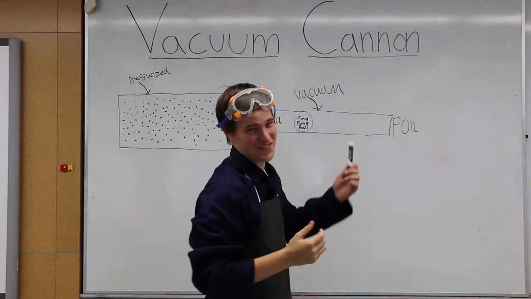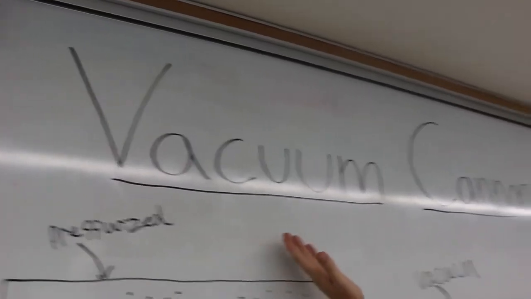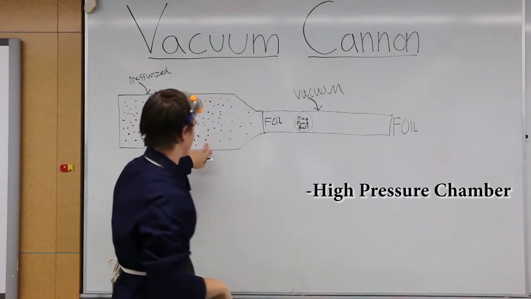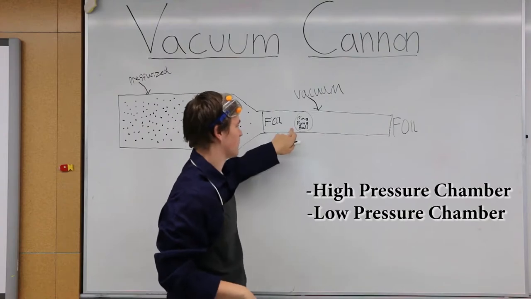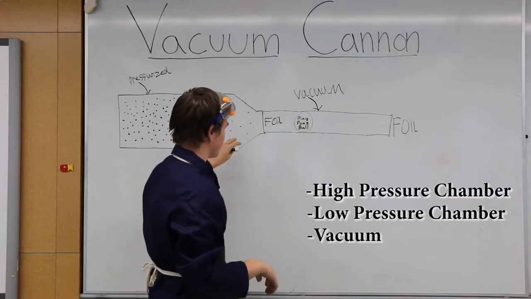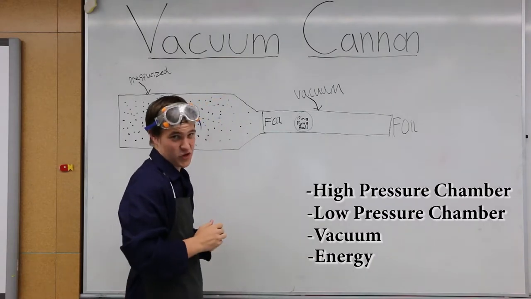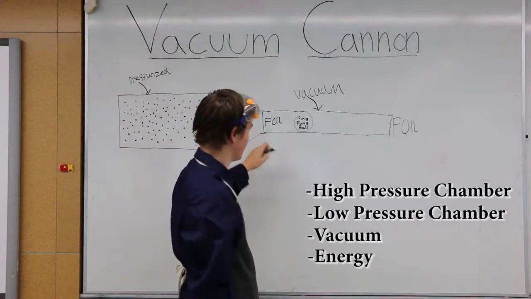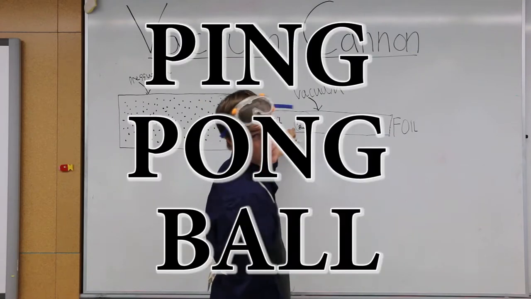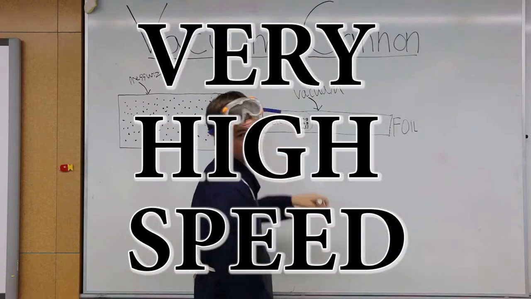G'day, I'm Nick Bedini. Today, we're building a vacuum cannon. This vacuum cannon has two chambers, the high pressure chamber and the low pressure chamber, also known as a vacuum. The difference in pressures causes a great amount of energy, which can be used to propel our projectile, also known as a ping pong ball, at a very high speed.